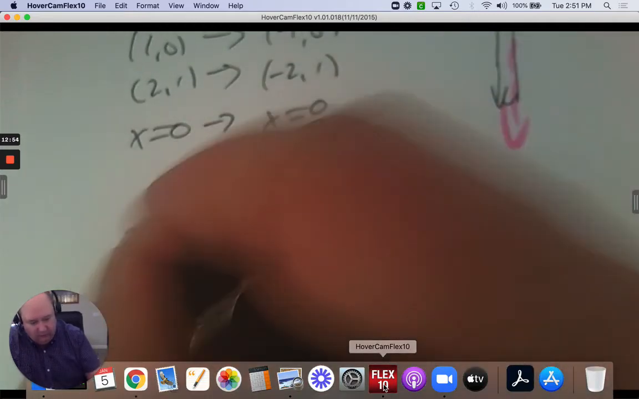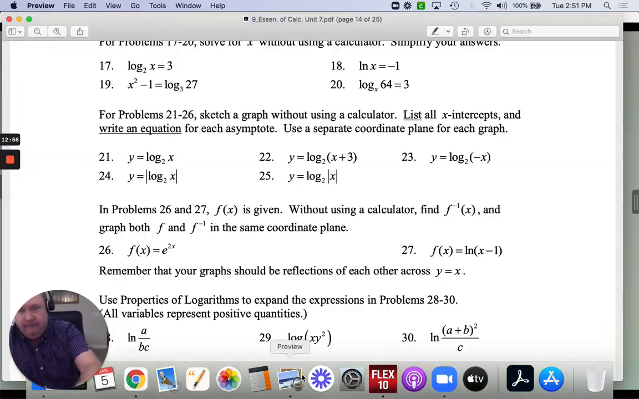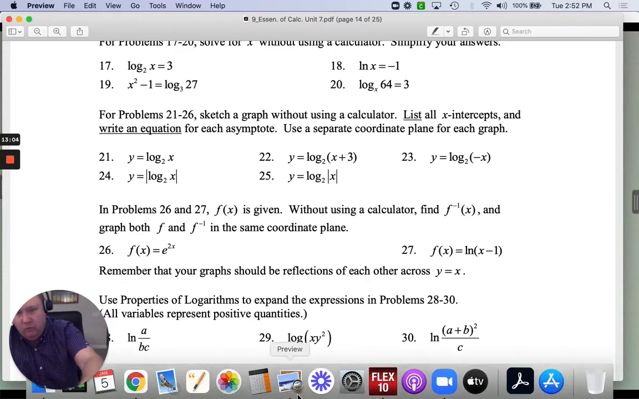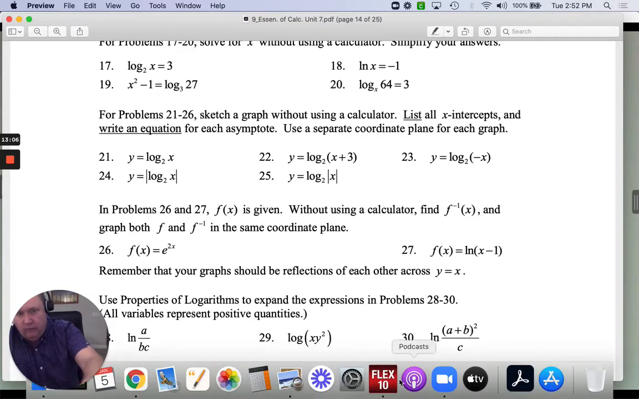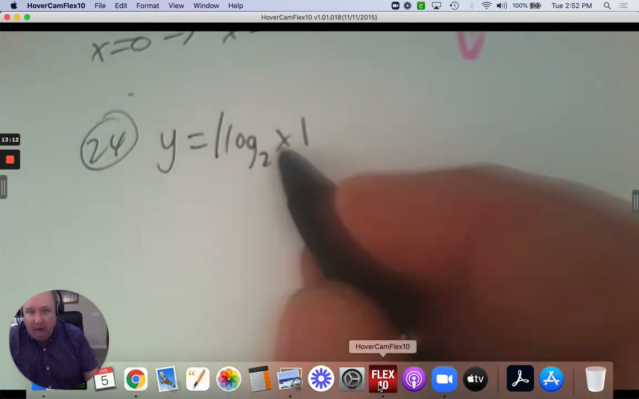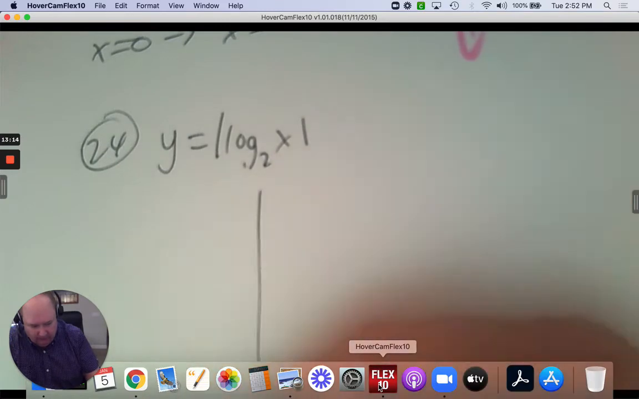Number 24. Two more graphs, right? Yeah. So what happens with the absolute value of this? Let's look at what that does. When the bars are on the outside, it's a reflection. And this means that all the y values will be positive.